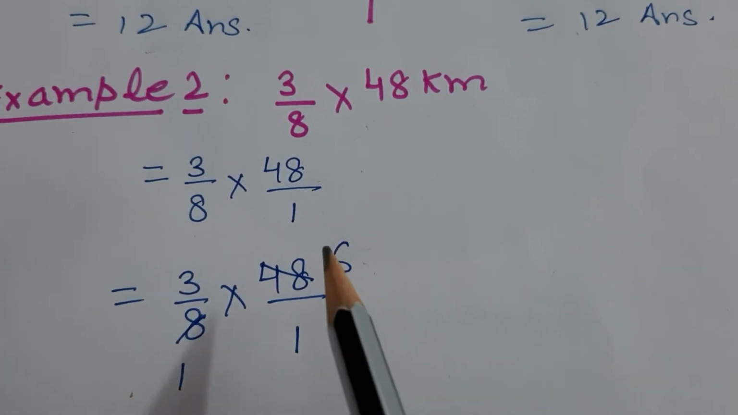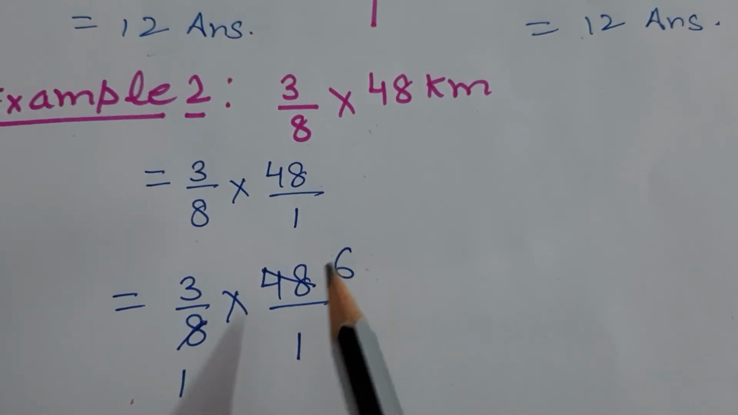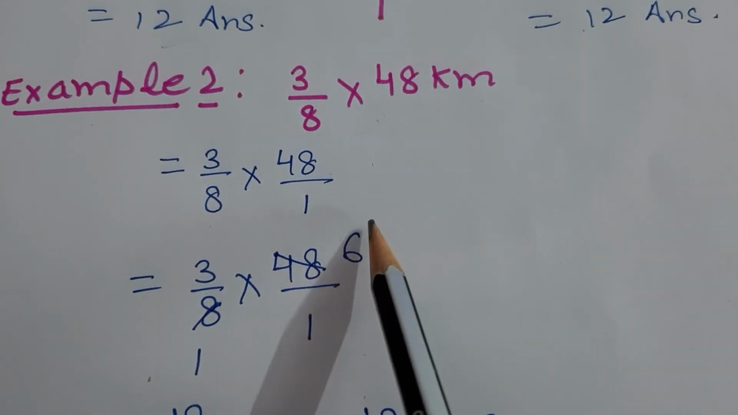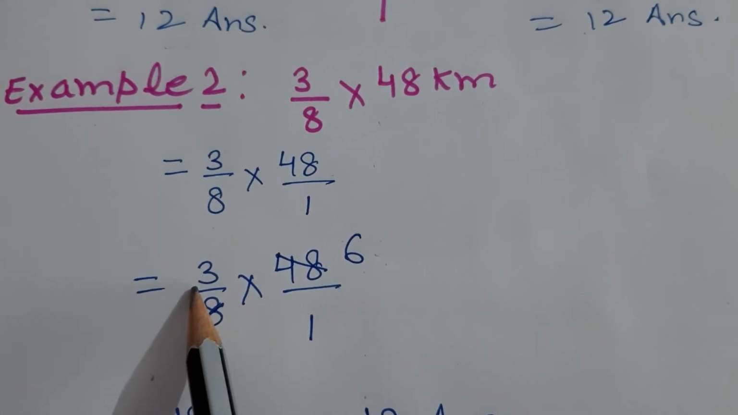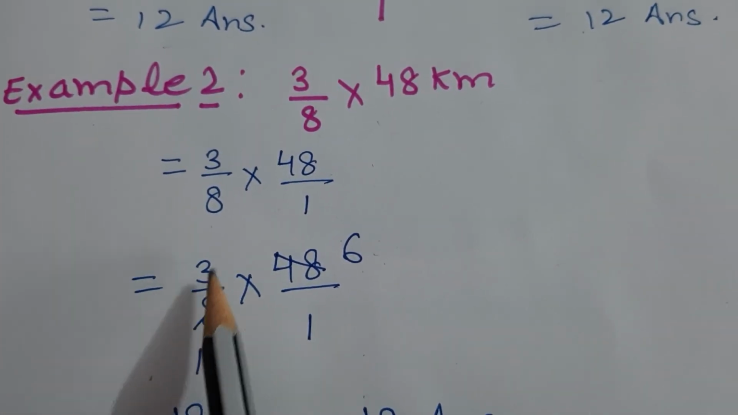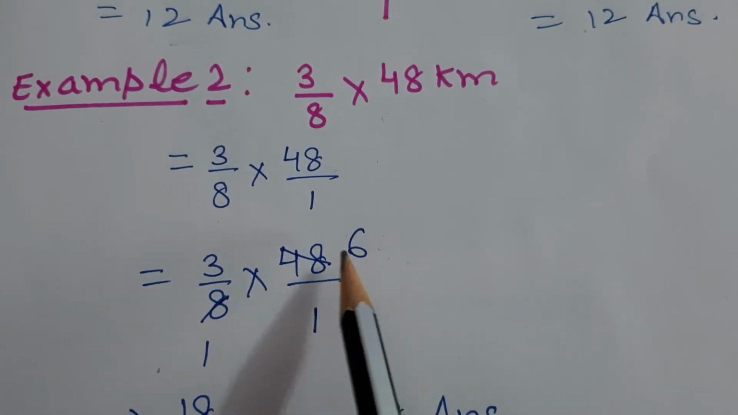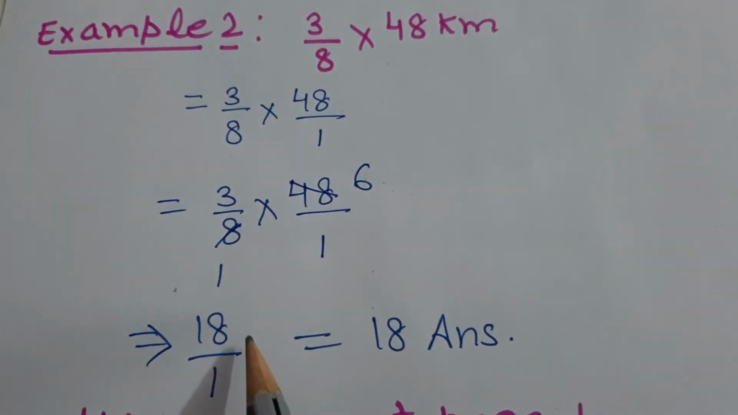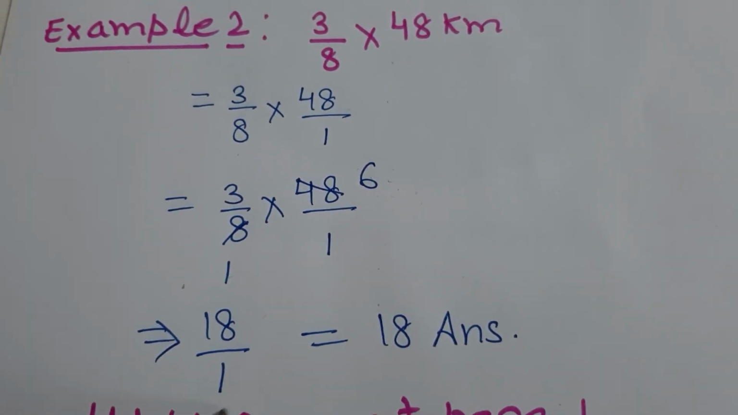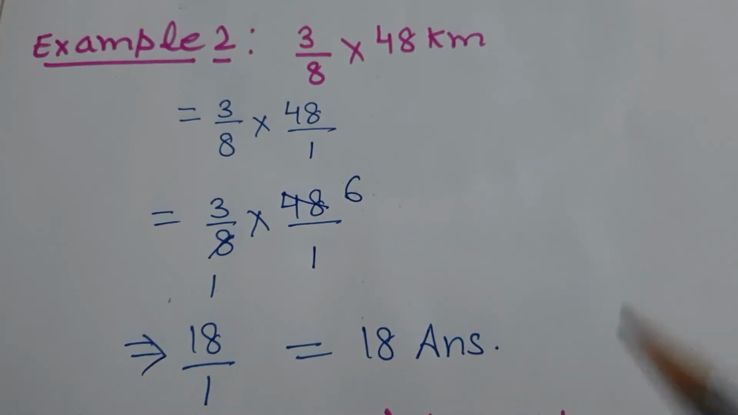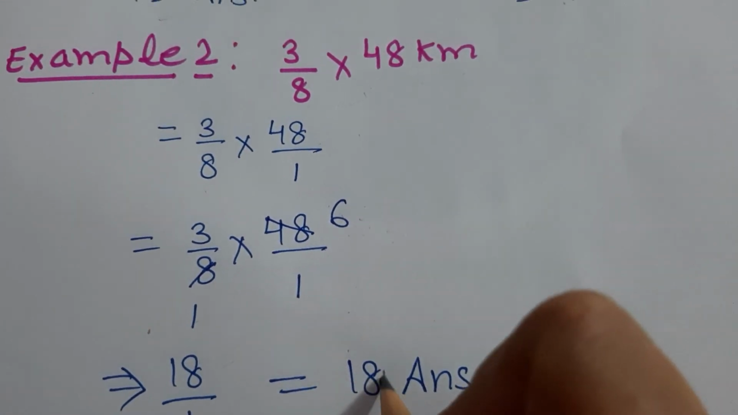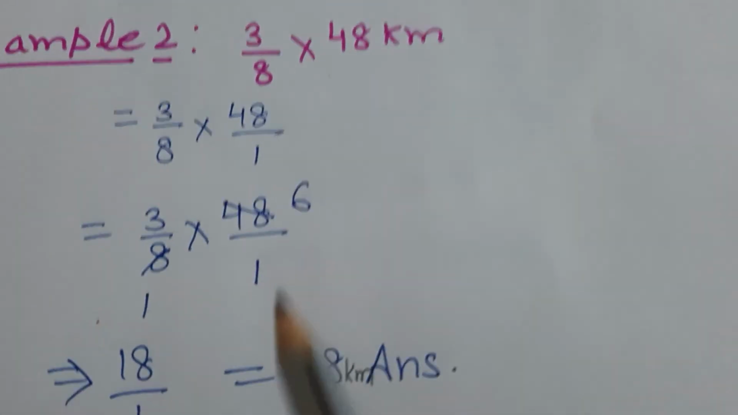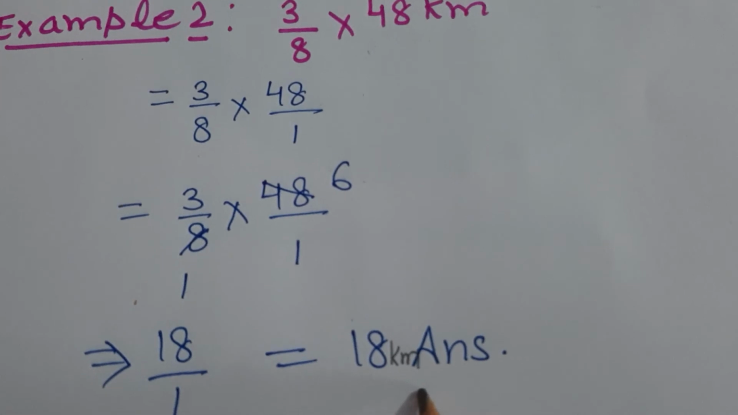For this your tables should be strong. Okay, so now there is no common table. 3 and 6, please don't cancel 3 and 6. That will be totally wrong. They are multiplied with each other, they are not divided. Okay, so what is left? 3 sixes are 18 and 1 one is 1. So 18 over 1 means only 18 kilometers. If there are units in the statement, in the answer you will write the units.